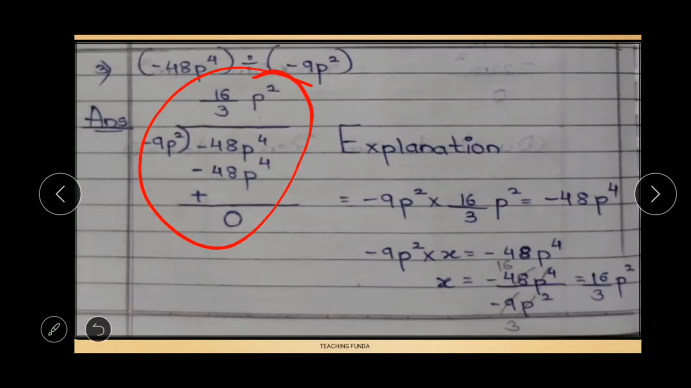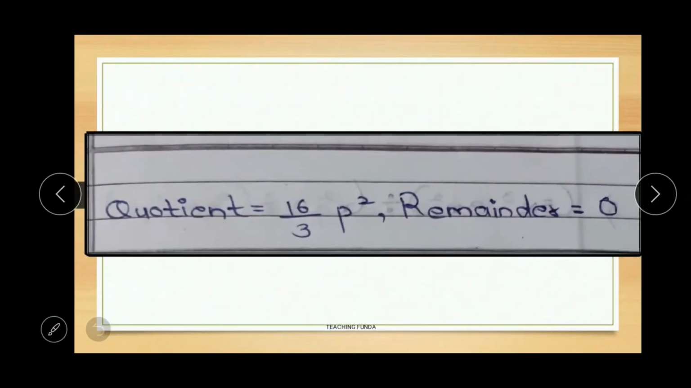Now here minus 48p raised to 4. Again you will write minus 48p raised to 4 because we are dividing. So this we got the answer, and here minus and minus will get into plus. So here a common sign of addition is required. So you will get the answer as 0. That means a remainder as 0, and the quotient 16 upon 3 p square. Next sum.